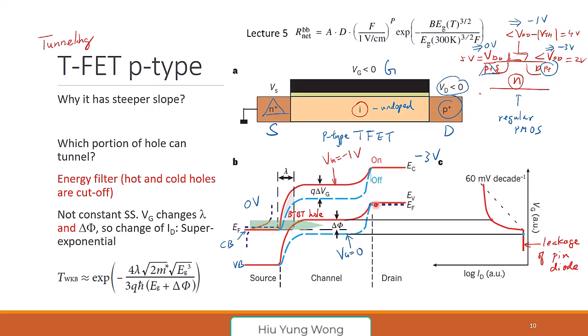Okay. Right, so if this is band-to-band tunneling, then why does it have a steeper slope? Just because of the physics of band-to-band tunneling, right? Instead of thermionic emission.